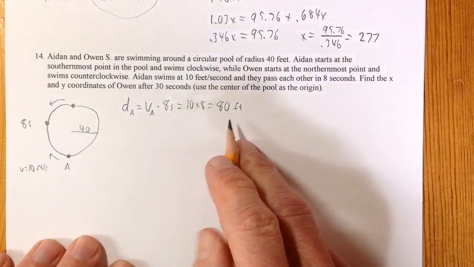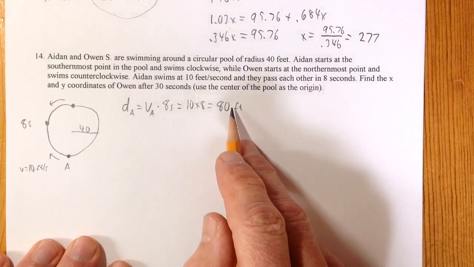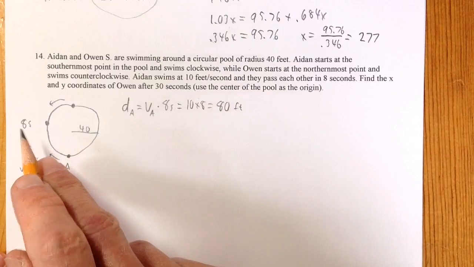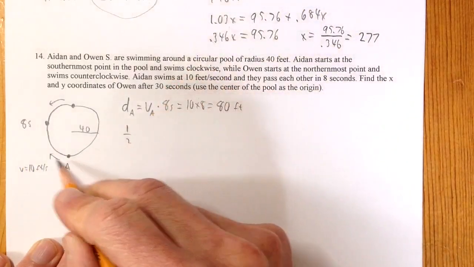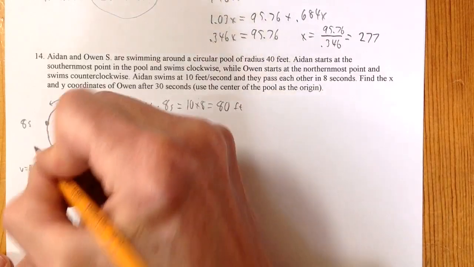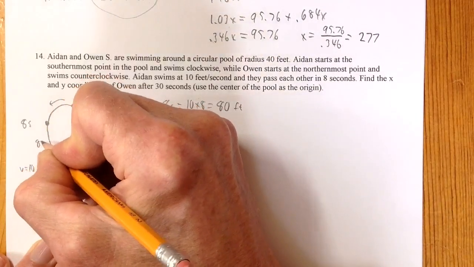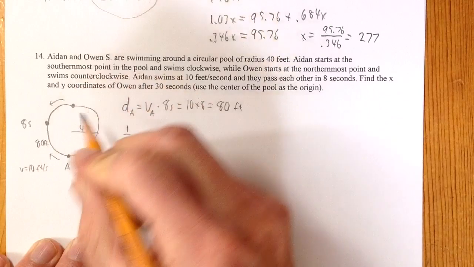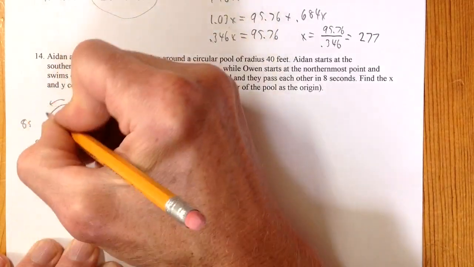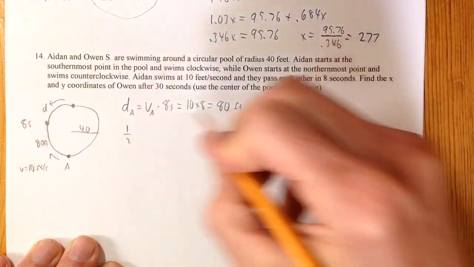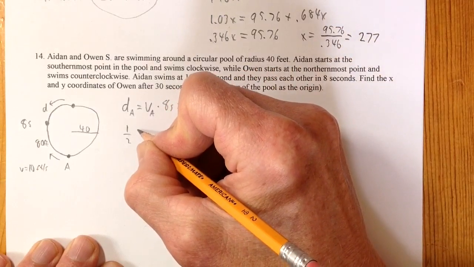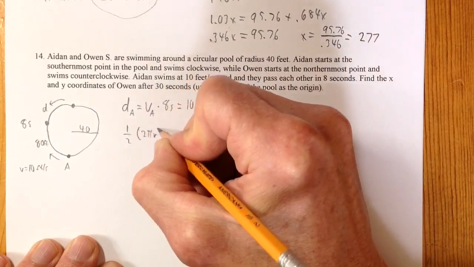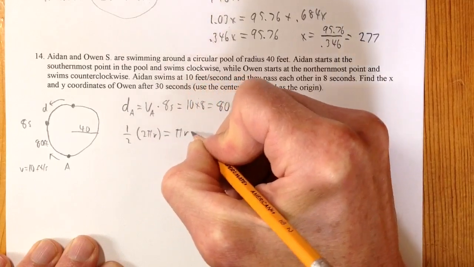Okay, so he goes 80 feet. So how far then does Owen go? Half the circle. Let me write down a picture. This is 80 feet, right? So what's left for Owen to go, that distance there? Half the circle: a full circle is 2 pi r, so half of 2 pi r is just pi r.